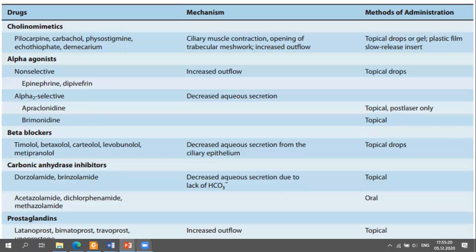Now here we see what types of drugs are used for the treatment of glaucoma. All of these drugs are used in the treatment of glaucoma, and you can find it also in the book. Cholinomimetics are used, alpha agonists are also used, beta blockers, carbonic anhydrase inhibitors, and prostaglandins are also used.